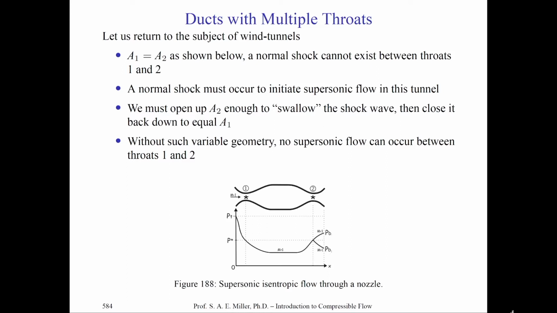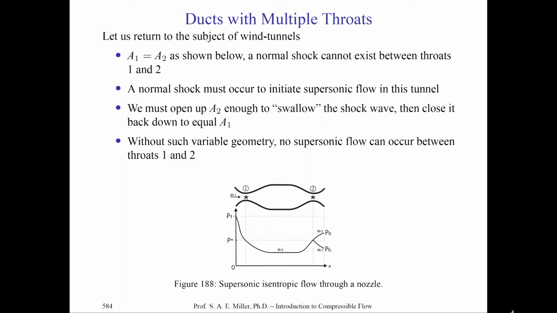Now remember, if area 1 equals area 2, it will be impossible for a normal shock to exist between the throats. Why? Because of course we just learned in this module that A star changes in states 1 and 2, A1 star and A2 star, because of an entropy rise, such as the shock. So that would be impossible.